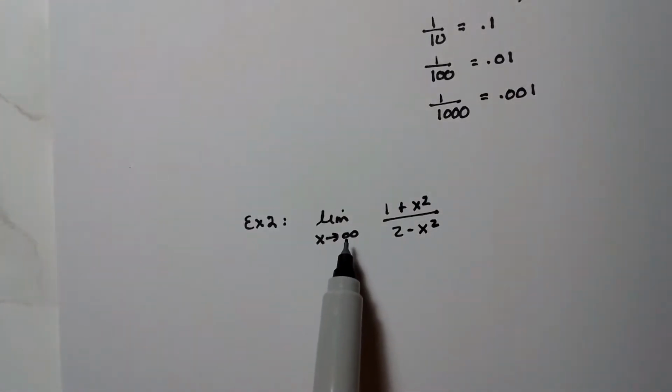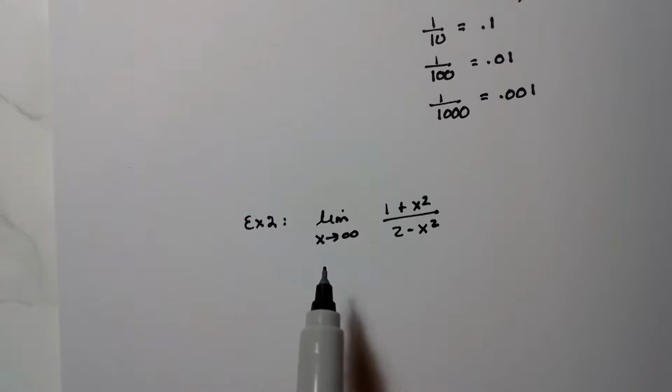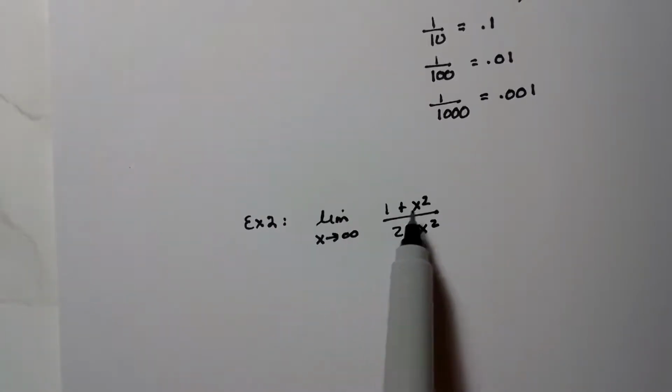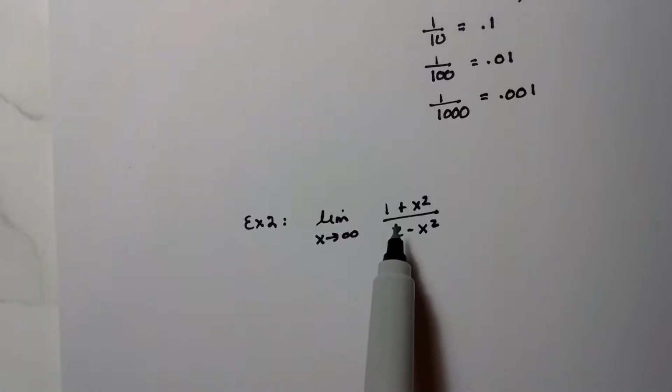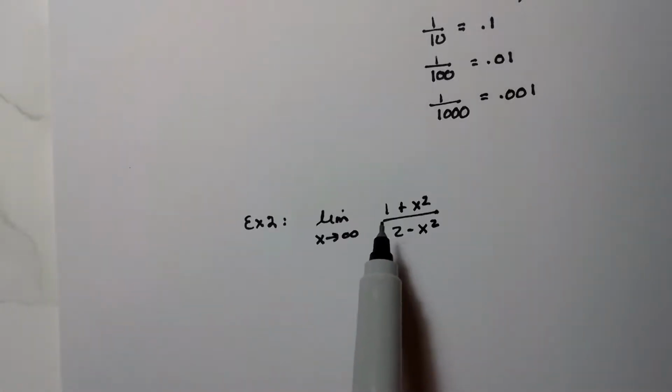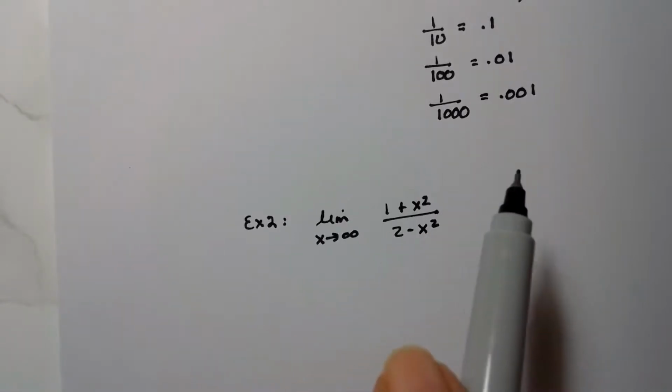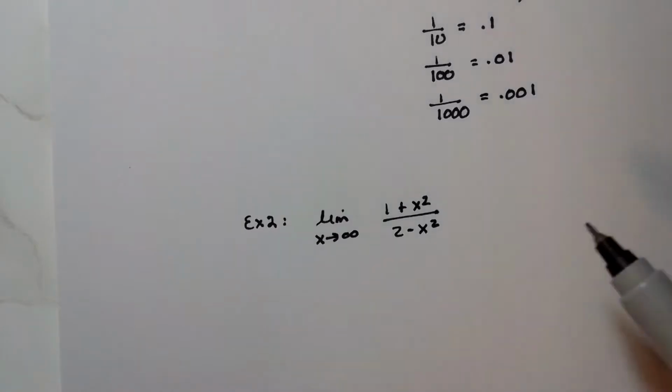If I go and plug my infinity in, so just like you did when you had limits as x approaches some number, like 5 or 3, right? You'd plug the number in and see if you could simplify it to a finite number. Sometimes, you know, you got 0 over 0 and that was bad, so you had to factor or something, okay? So I could plug this in.